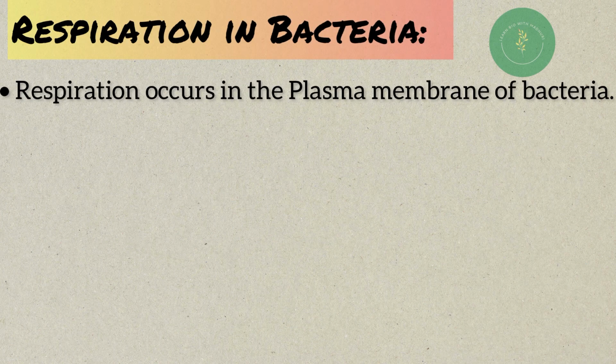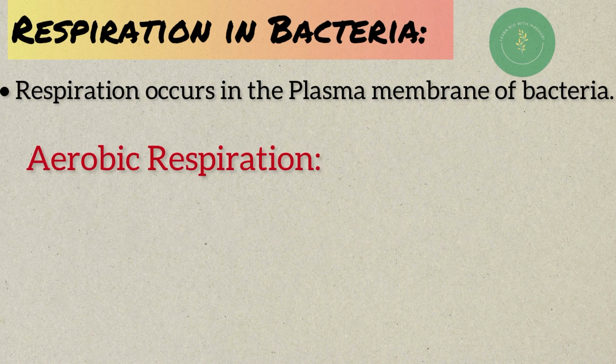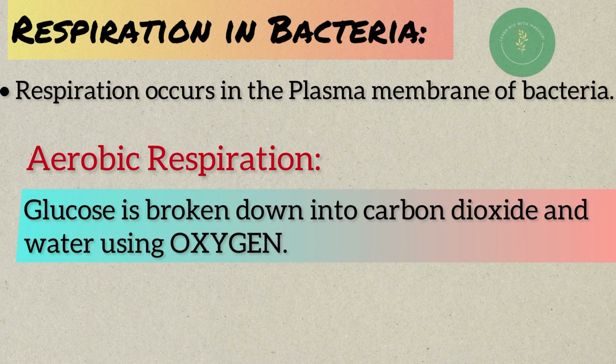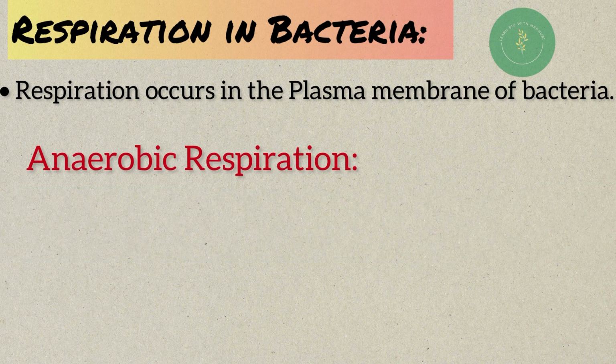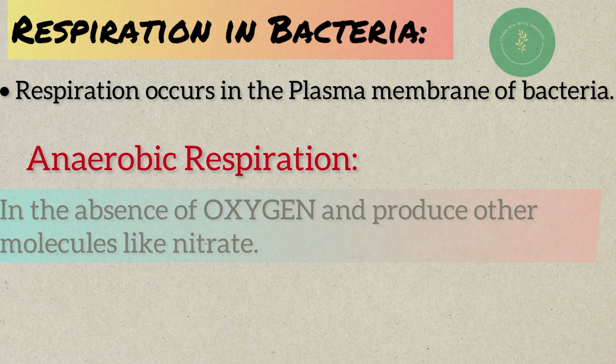Respiration in bacteria. Usually respiration occurs in the plasma membrane of the bacteria. Respiration in bacteria takes place by aerobic respiration and anaerobic respiration. Under aerobic respiration, glucose is broken down into carbon dioxide and water using oxygen. This process is called aerobic respiration. Anaerobic respiration occurs in the absence of oxygen and produces other molecules like nitrate.